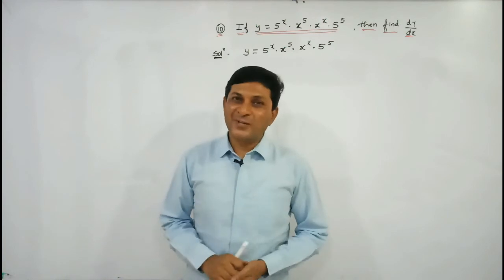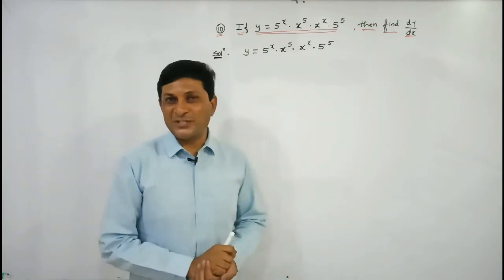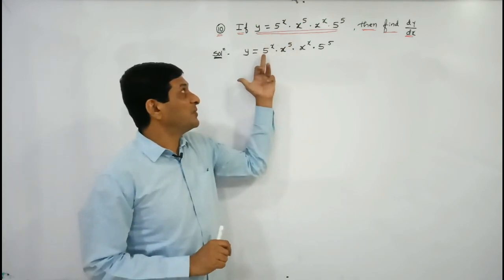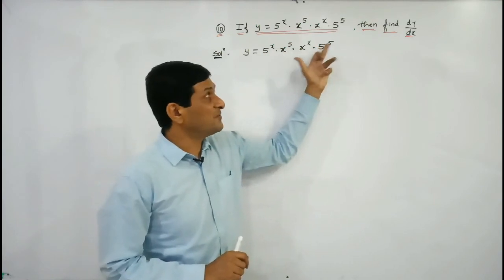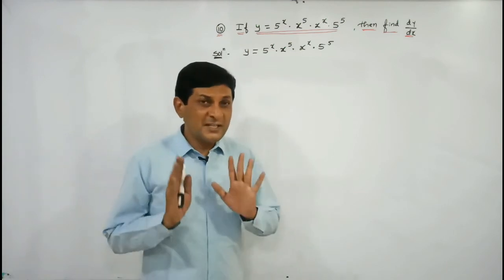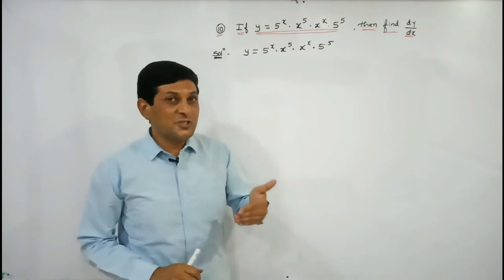Now let us try to solve the last, means example number 10 from the fourth part of this question bank. See, in this case one function is given to us, y is equal to 5 raised to power x into x raised to power 5 into x raised to power x into 5 raised to power 5, and we have to find out its differentiation. In case of product, if more than two functions appear, at that time we are using what?